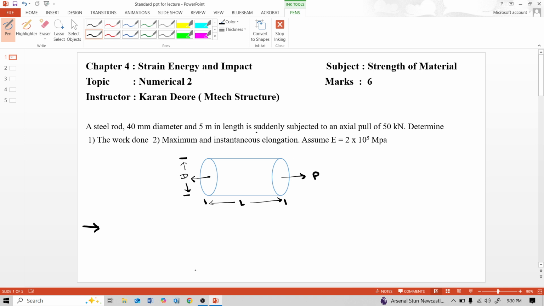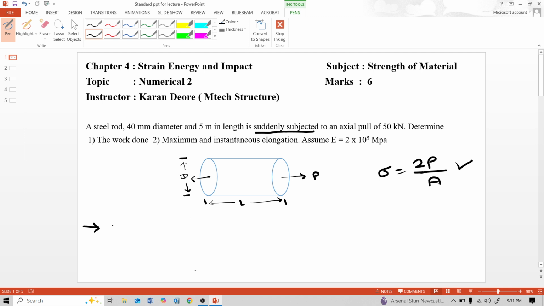suddenly subjected. This word is important. Why is this word suddenly subjected important? Because when this word suddenly comes, the stress is not only P by A. This 2 comes into the stress formula, 2P by A. So remember this. And this axial pull P is 50 kilonewton. Determine the work done, and you all know work done is nothing but the strain energy. And second is maximum and instantaneous elongation.